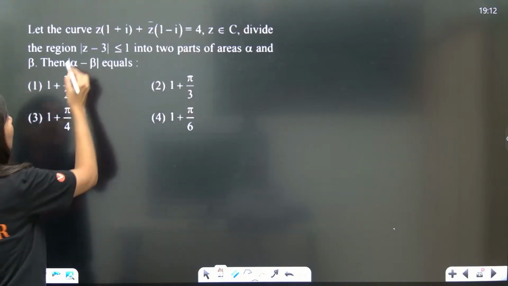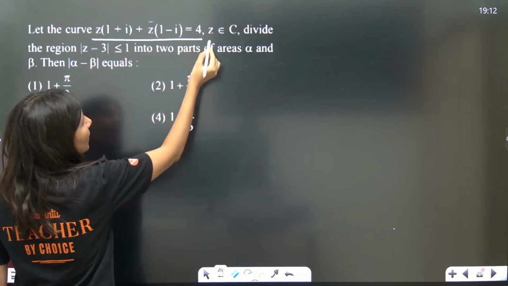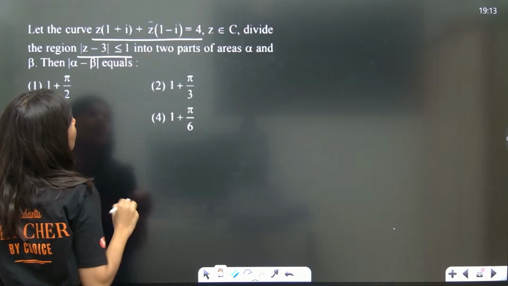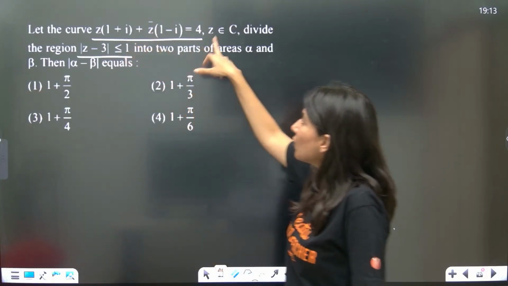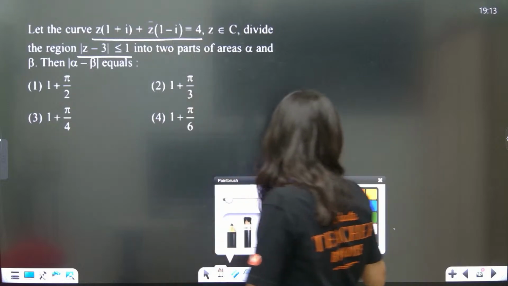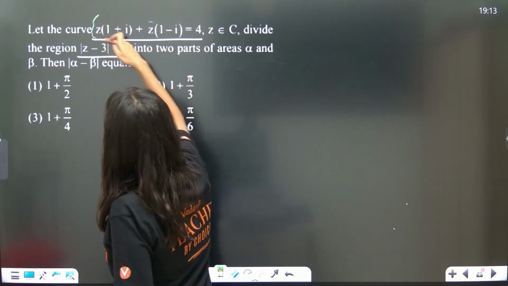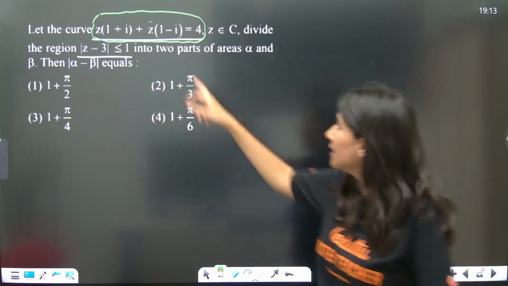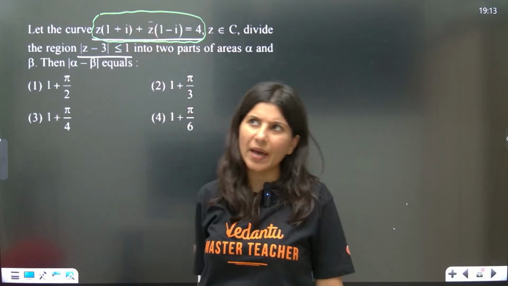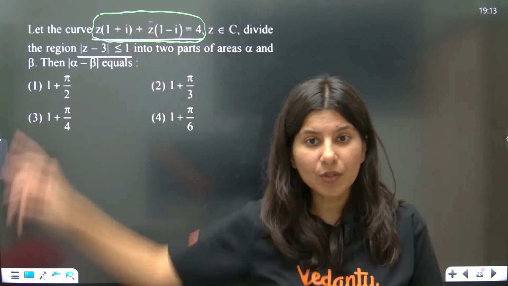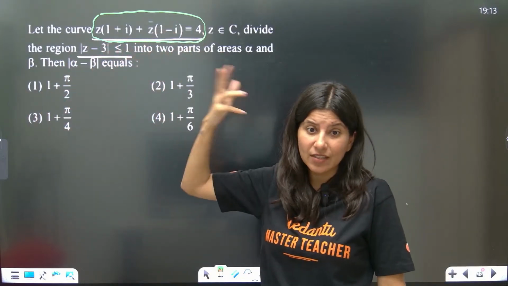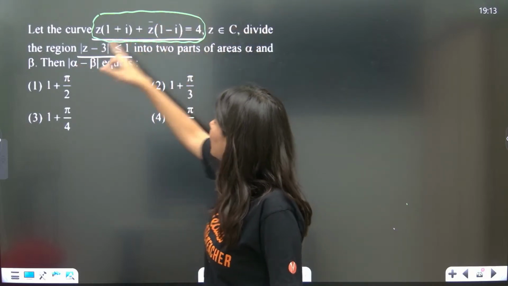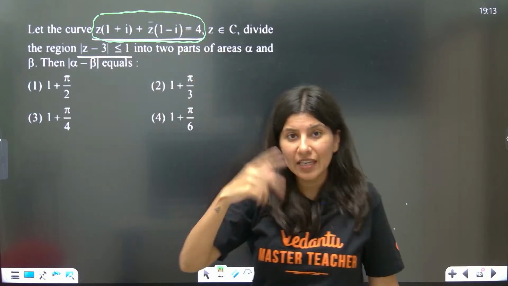So first thing, let the curve, this is the curve, divide the region into two parts. What is this curve? What is the geometry behind this curve? We need to first of all know about it. Take a random guess. Is it a parabola? Is it a line? Is it an ellipse? We'll solve it and realize it. This curve divides this region into two parts of areas alpha and beta.